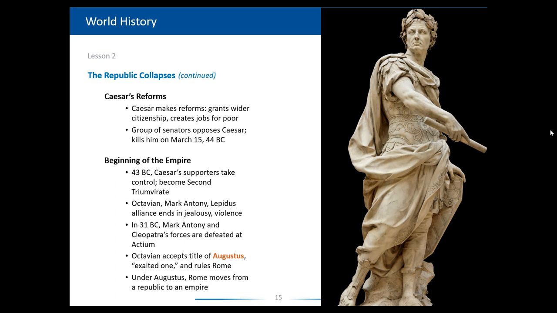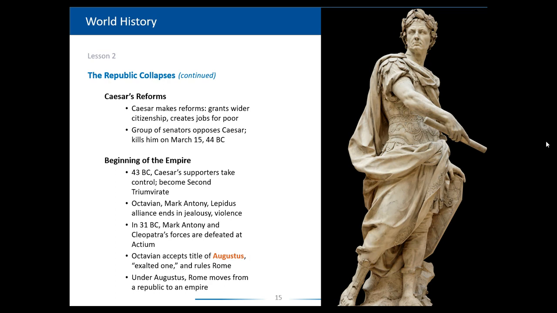A group of senators opposes Caesar, and they kill him on March 15, 44 BC. And one of the people who kill him is his best friend, Brutus. The last thing that he says is, "Et tu, Brute?" And you, Brutus? They get together, they corner him in a room, and they stab him.